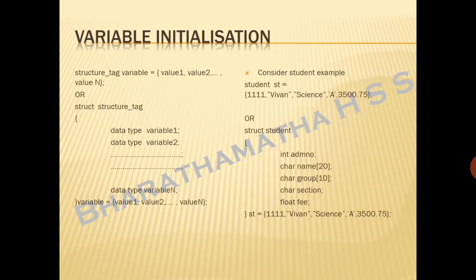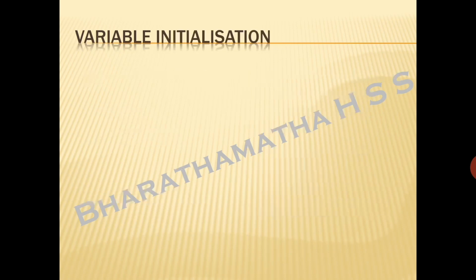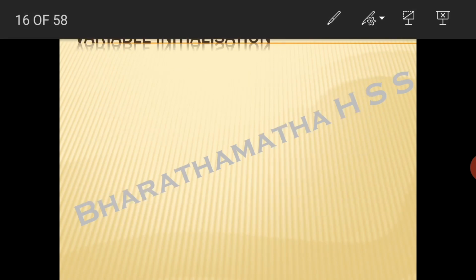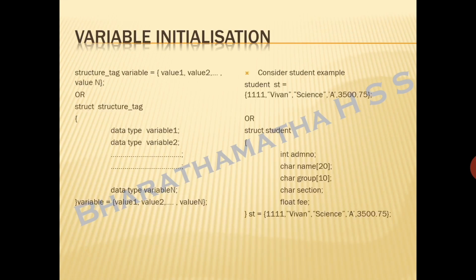Now value initialization. So how to go for value initialization? Structure tag variable equal to value 1, 2, 3 up to value n. Like that. That is, the structure is predefined, created and kept. Below that, in the next statement, you can write it like this. Or otherwise, at the time of creation of the structure itself, you can go on to initialize the values.